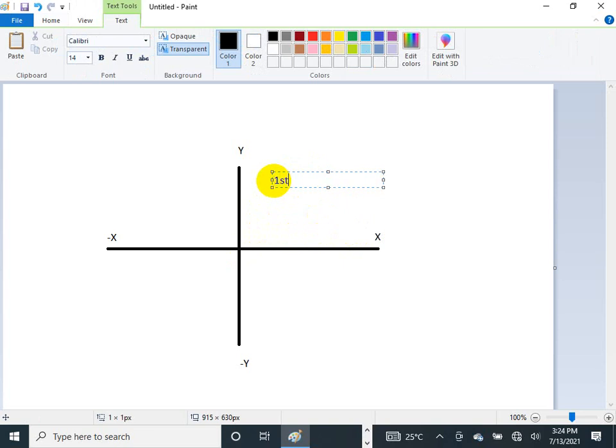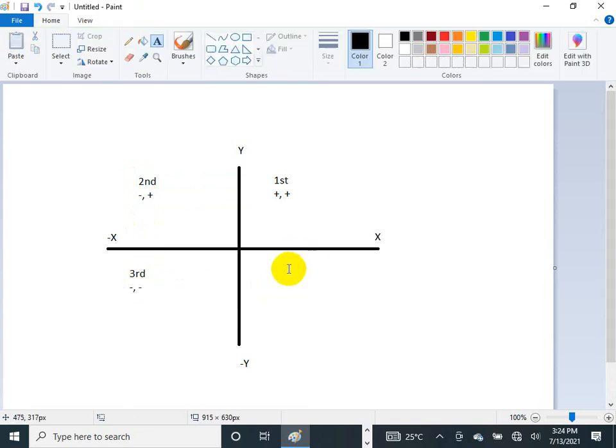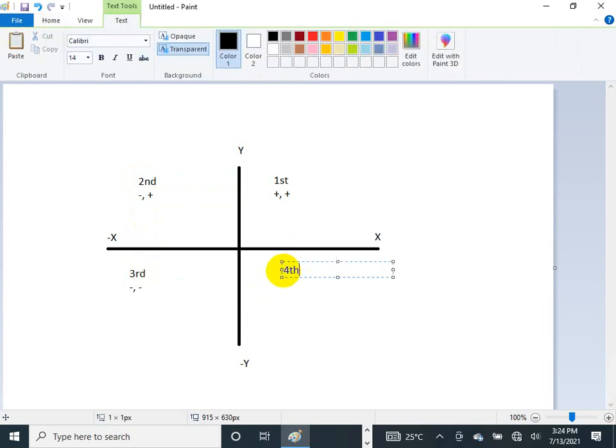This portion is the first quadrant, where x is positive and y is positive. That is the important thing. Second, where x is negative and y is positive. This one is the third quadrant, where you can see negative and negative. Now this one is the fourth quadrant, positive and negative.